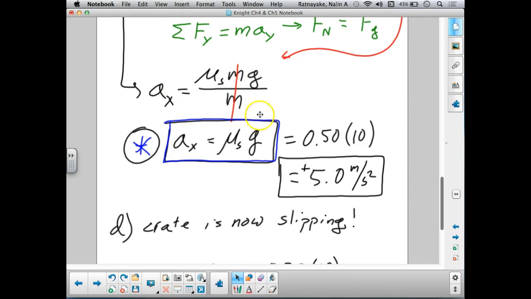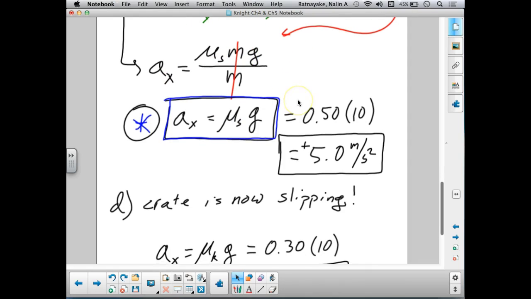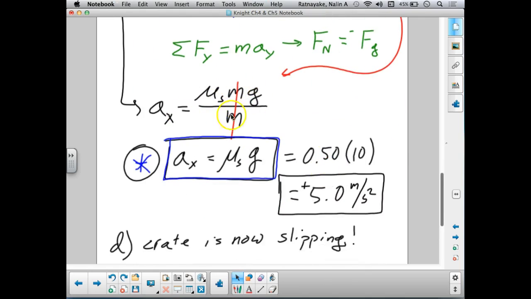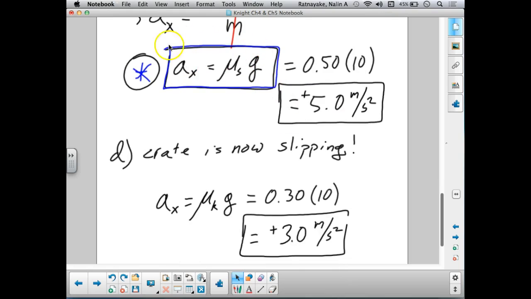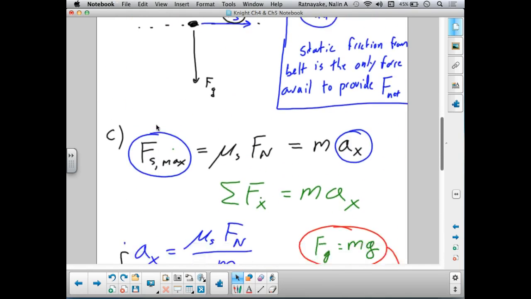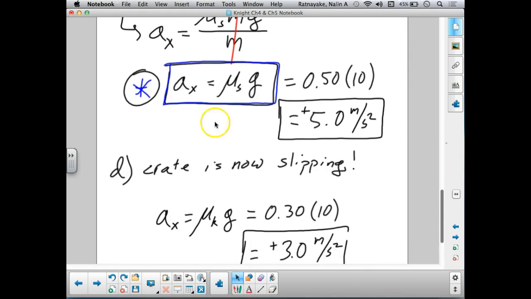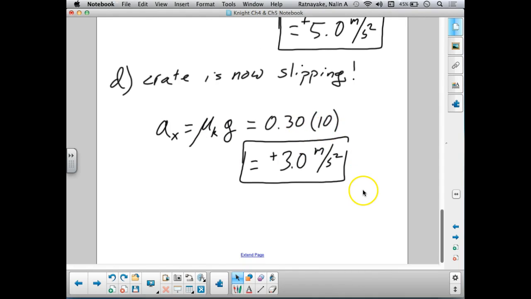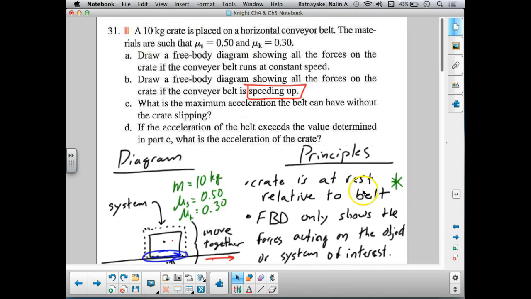And that gave me something really convenient. I was able to cancel out mass from my equation, which I would not have realized I could do if I just started punching numbers in over here. I solved algebraically first and then was able to cancel out mass and actually get a very simple analytical solution, that the maximum acceleration is just equal to the coefficient of static friction times g, which is great. The crate is now slipping. In part D, instead of having to redo everything with a new coefficient of friction, all I did was take the same analytical relationship, the simple one that we discovered here algebraically, and I changed static friction to kinetic friction, because now we're slipping. 0.30 times 10 is plus 3.0 meters per second squared. And we have the solution to number 31.